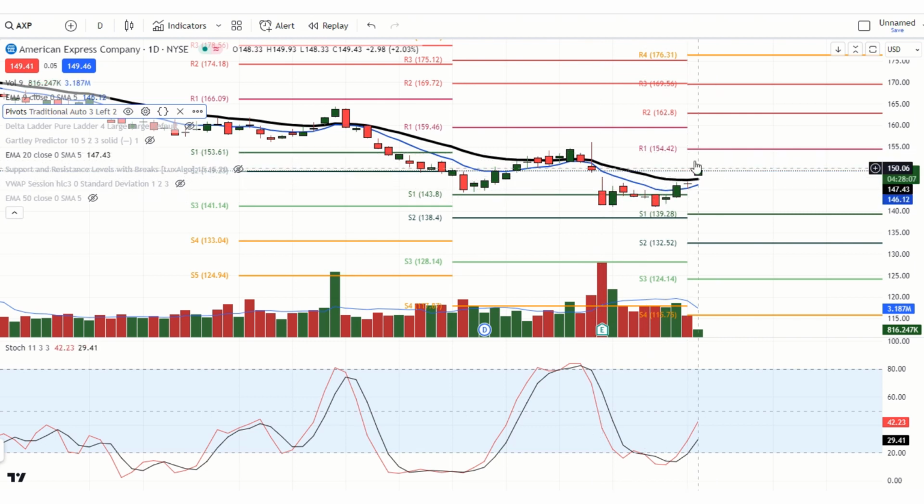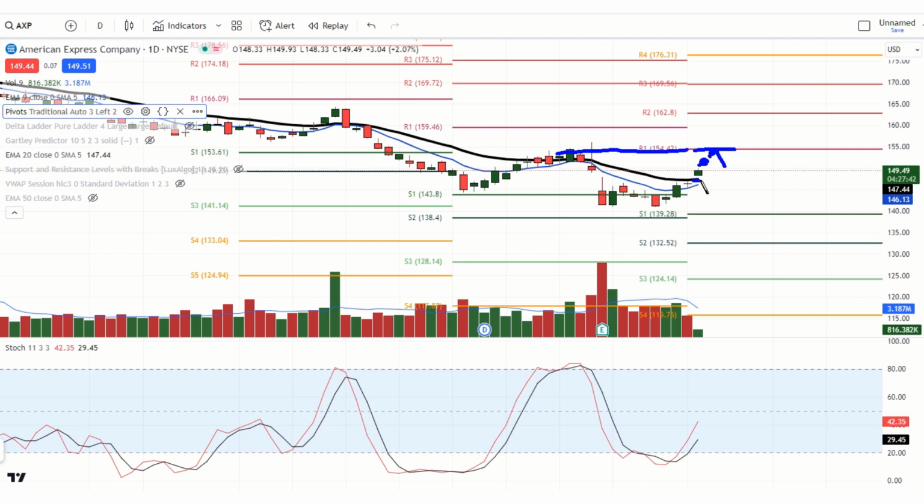Now, we could creep up to the 154.42. Right now, it's 149.43. We can creep up to that area. Very possible. So we could inch, and then fail. So we can get this little doji here, and then we get another one, then we get another one here, and now we get up to 154.42, and then we pull back.